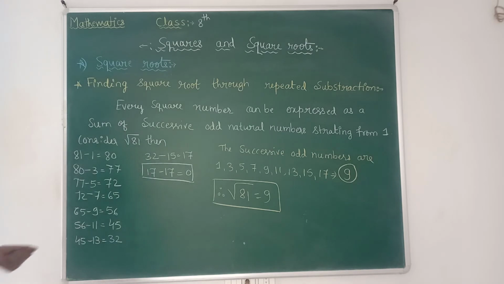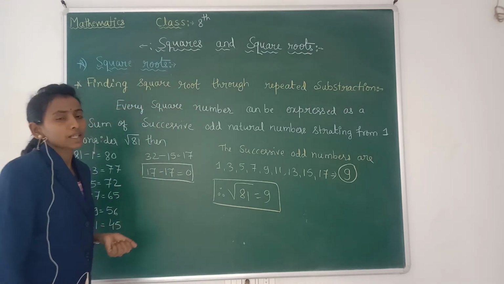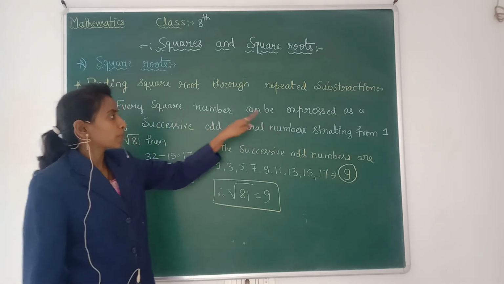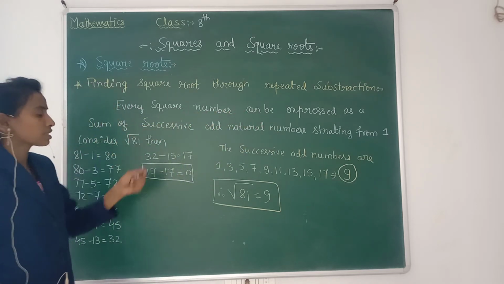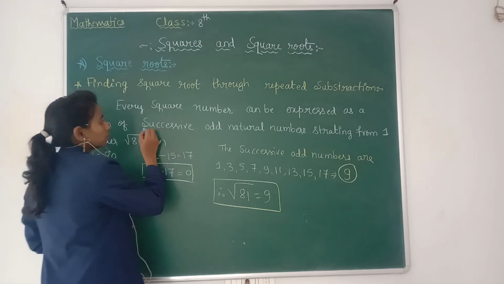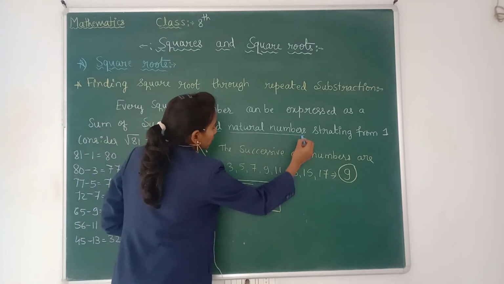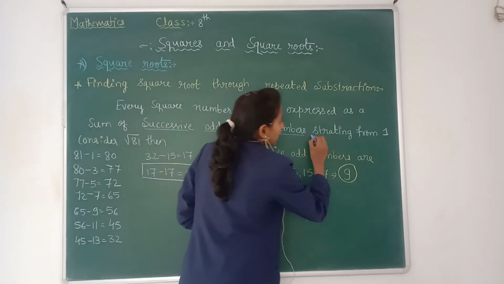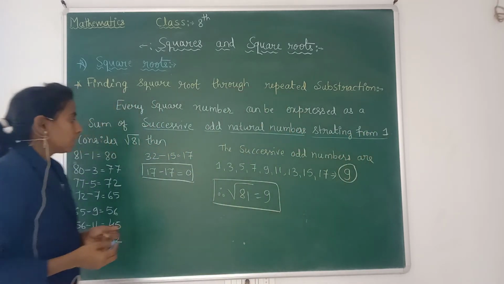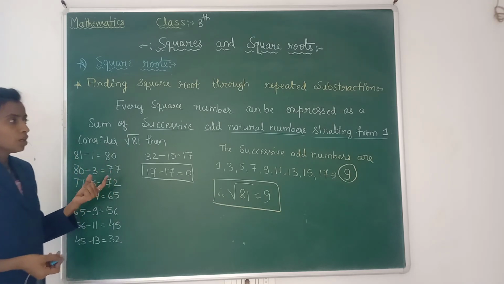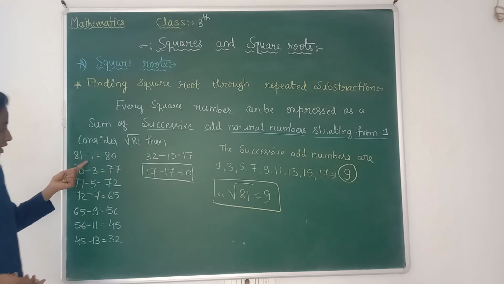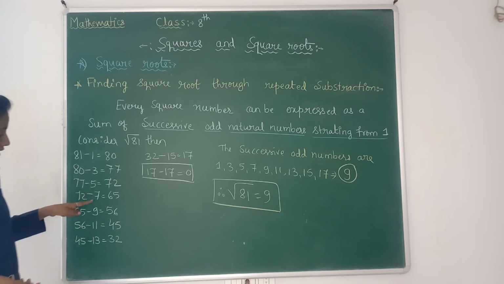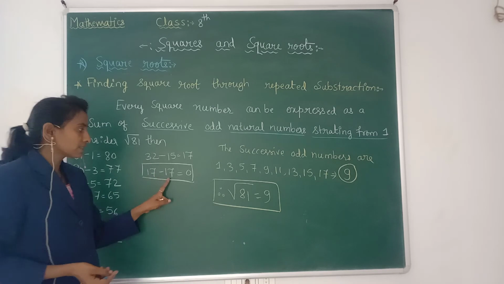Finding square root through repeated subtraction, now we are seeing. Every square number can be expressed as a sum of successive odd natural numbers. Successive odd natural numbers, that already we have discussed, starting from 1. So take any square number. From that we are successively subtracting odd numbers: 1, 3, 5, 7, 9, 11, 13, 15 and 17.